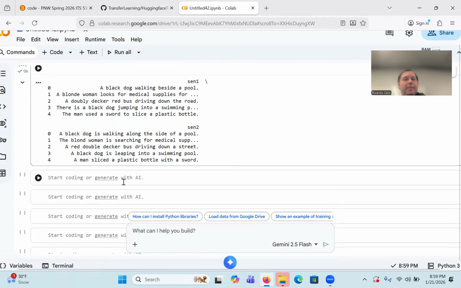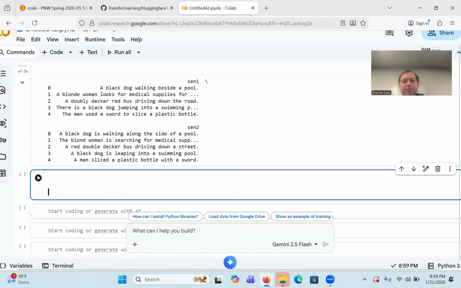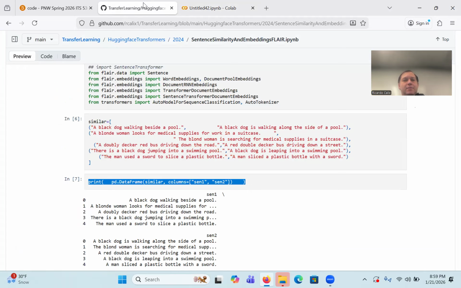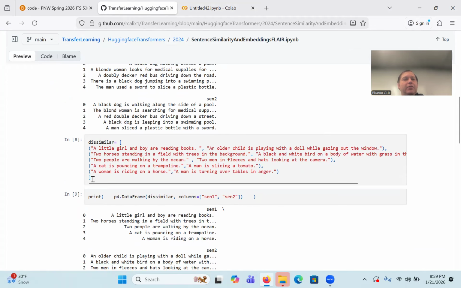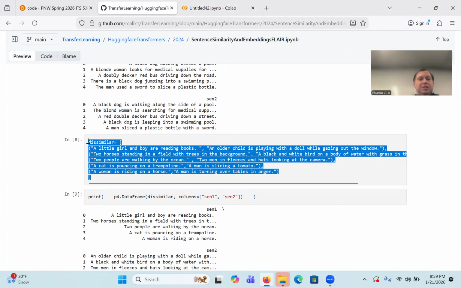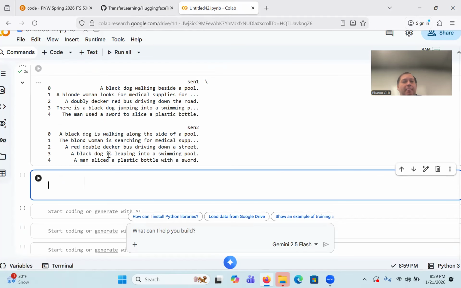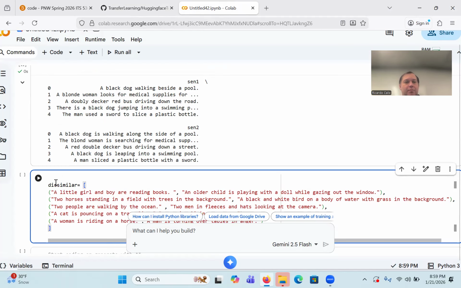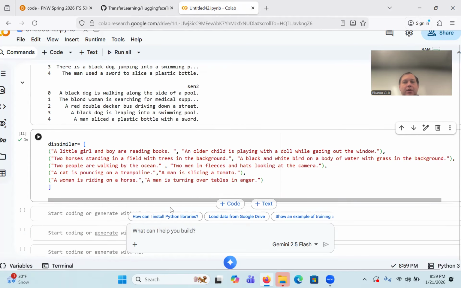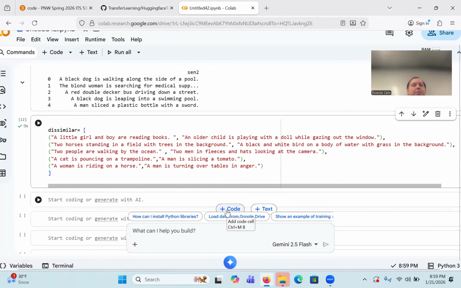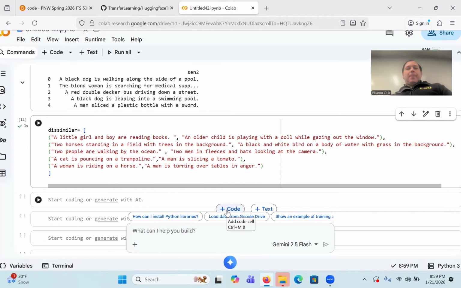See that there? So sentence 1 and sentence 2. Now we have another list, which is going to be a list of dissimilar sentences. So here we have, for these example pairs, a little girl and boy are reading books versus an older child is playing with a doll while gazing out the window. So they are now dissimilar, right?